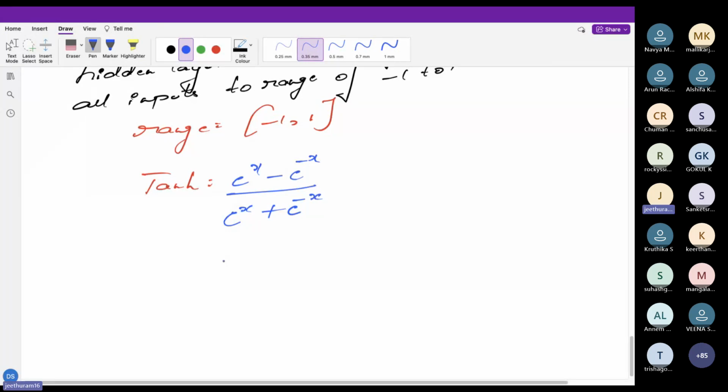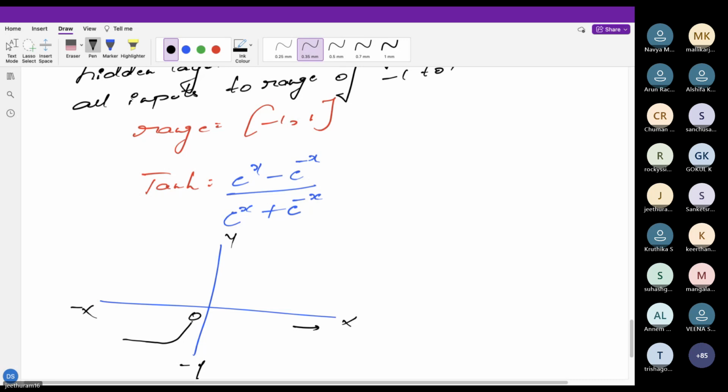So this is the formula, and the graph is going to look something like this. This is zero. This side, positive x, negative x, positive y, negative y will be there. So the graph goes something like this. It passes through origin. It just looks like a sigmoid, but passes through origin.